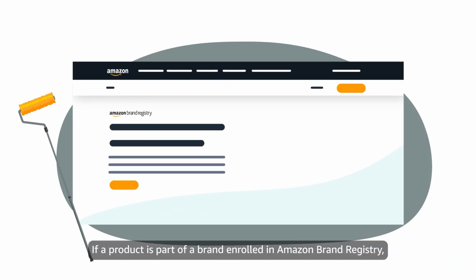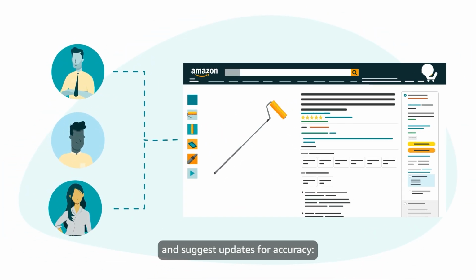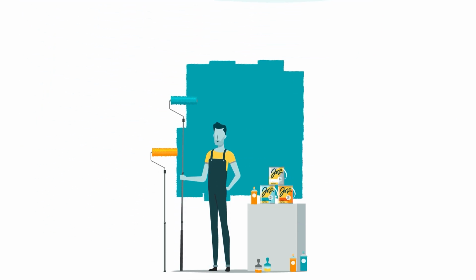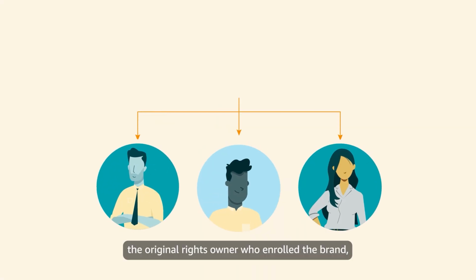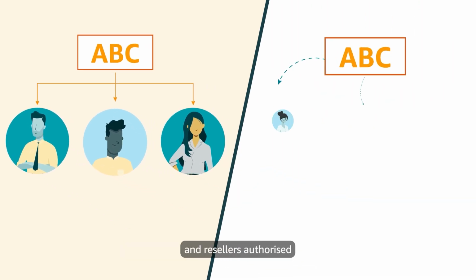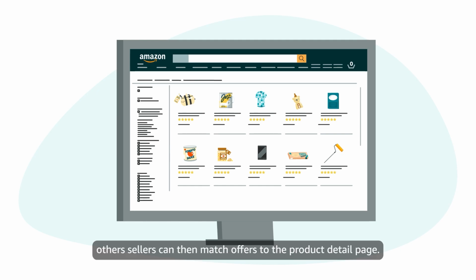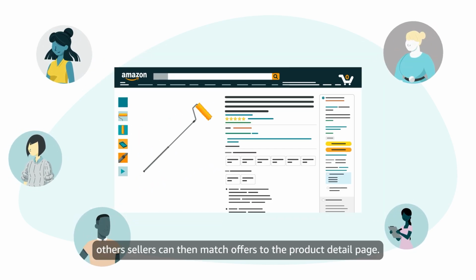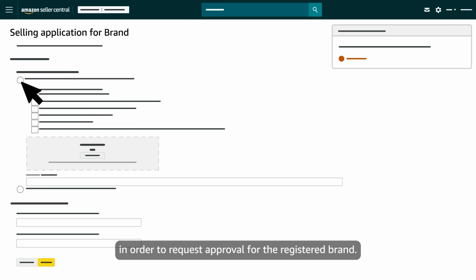If a product is part of a brand enrolled in Amazon Brand Registry, only 3 types of sellers can create its product detail page and suggest updates for accuracy: the original rights owner who enrolled the brand, other sellers verified as internal to the brand, and resellers authorized by the brand. After the product is listed, other sellers can then match offers to the product detail page. They may be required to complete a brand selling application first in order to request approval for the registered brand.